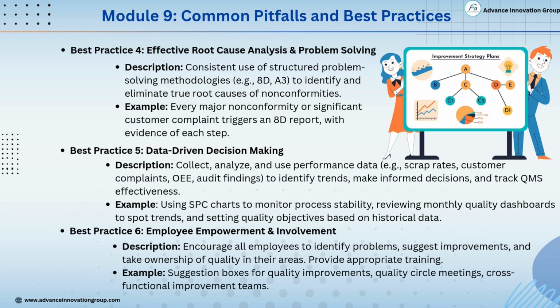Best Practice 5. Data-driven decision-making. Description: good decisions require facts, not guesses. Collect and analyze data like scrap rates, OEE, overall equipment effectiveness, audit results, and complaints to monitor trends and drive decisions. Example: use SPC, statistical process control, charts to track process variation. Review dashboards monthly to set improvement targets backed by real data. Best Practice 6. Employee empowerment and involvement. Description: employees closest to the work often know the most.